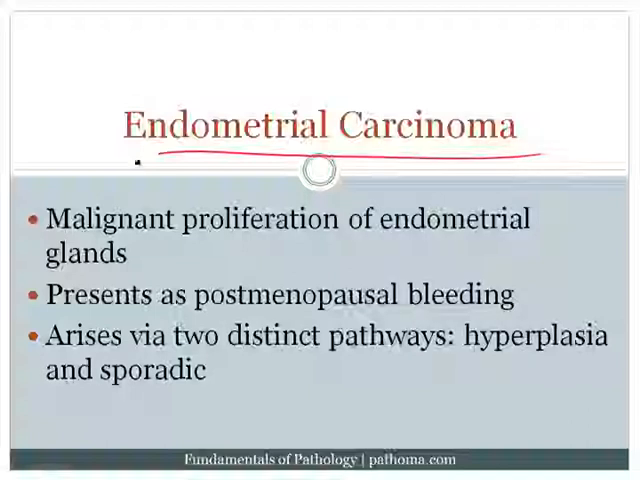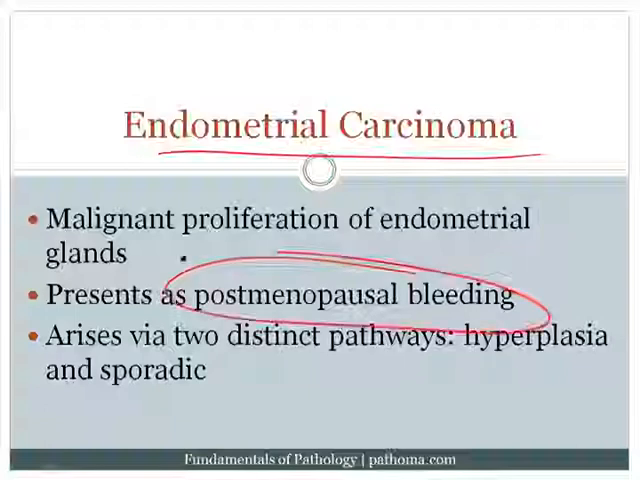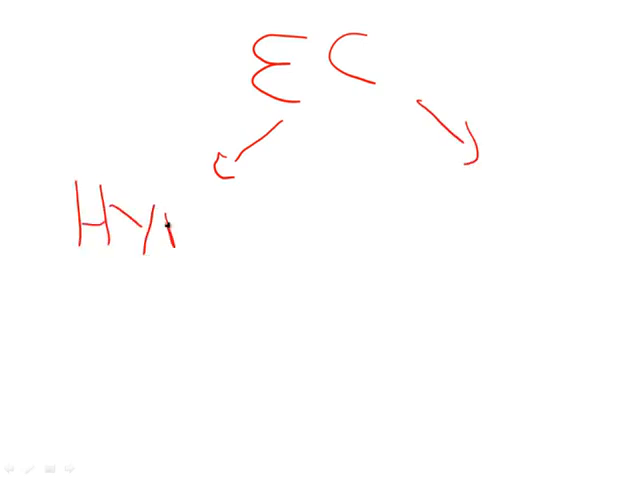What is endometrial carcinoma? A malignant proliferation of endometrial glands. How is it going to present? Well, you've got this growth of the endometrium, and as it begins to grow, eventually it'll bleed, and so the patients classically present with postmenopausal bleeding. Now, I'd like to remind you that there are two pathways for endometrial carcinoma. So when we think about endometrial carcinoma, there are two distinct pathways. The first pathway is the hyperplasia pathway. And this makes sense based on our prior discussion.